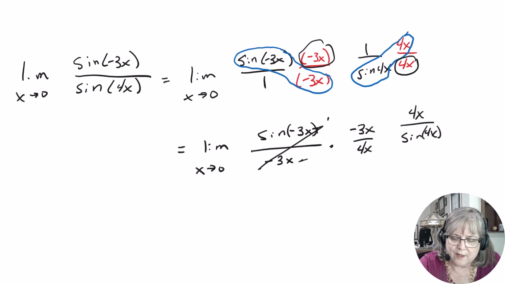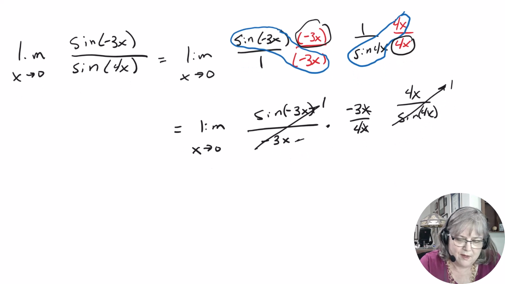So this is 1. This is 1. These x's cancel. And it's minus 3/4.